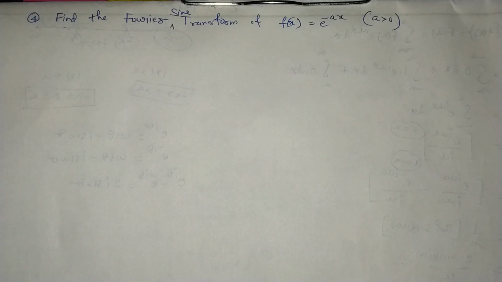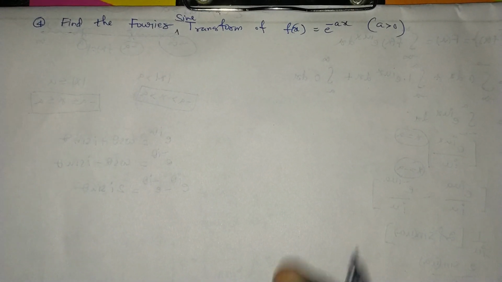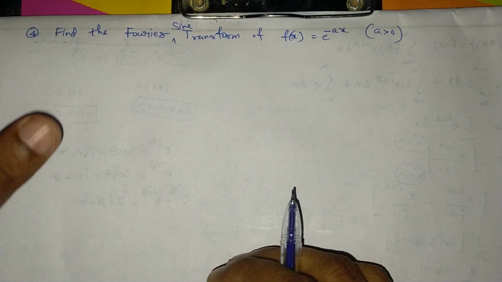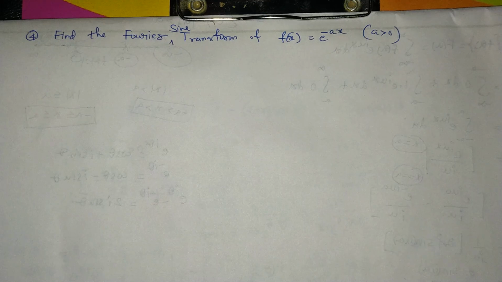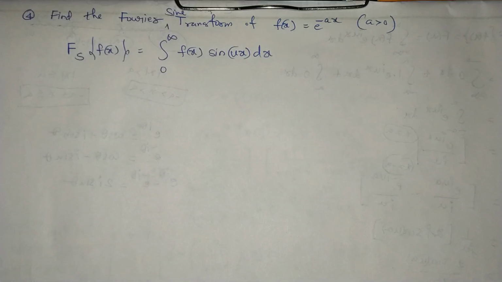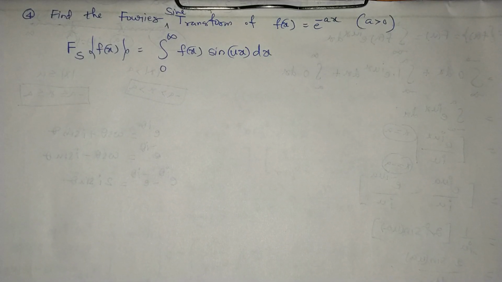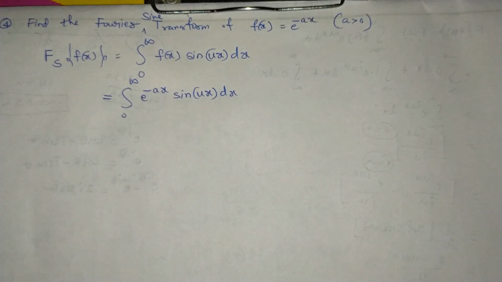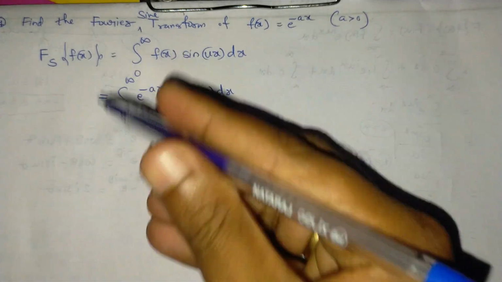So let us solve the next question. Find the Fourier sine transform for the same function f of x equals e power minus a x. Again we write the formula for the Fourier sine transform and substitute the value of f of x here. Again we make use of a standard result to find the integral.